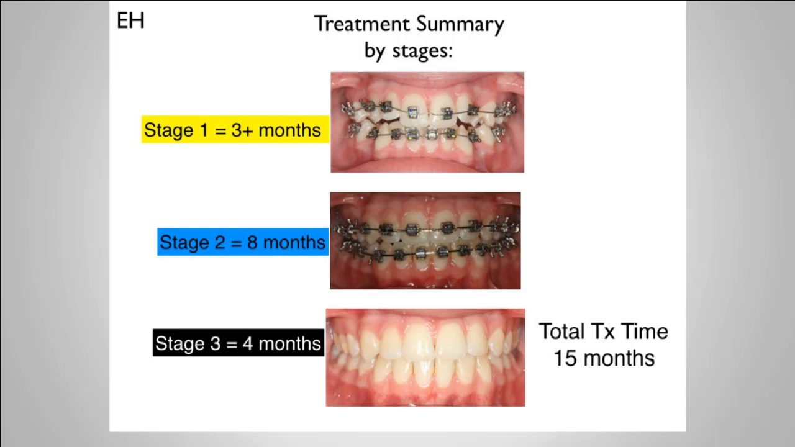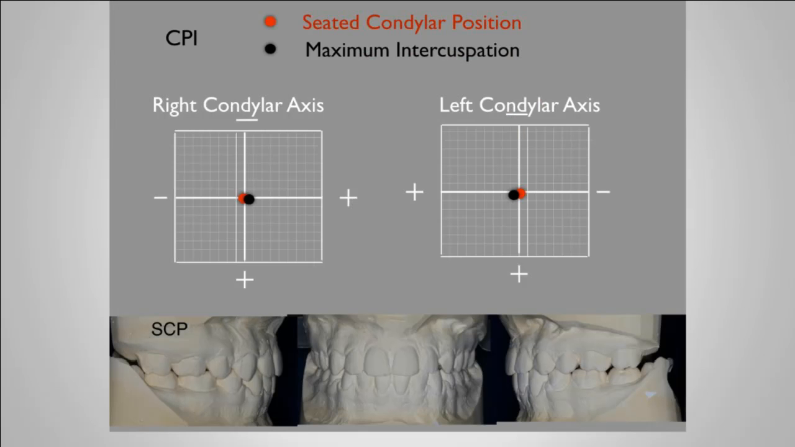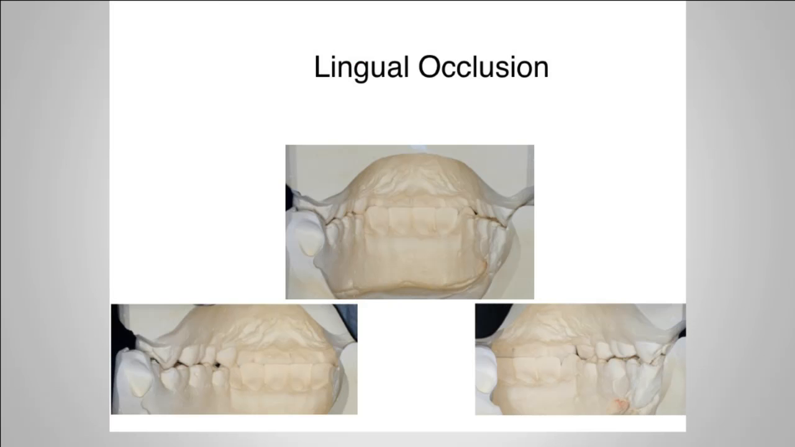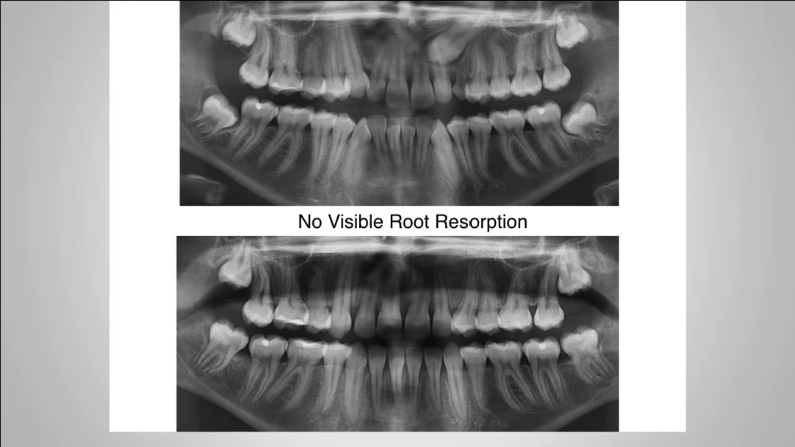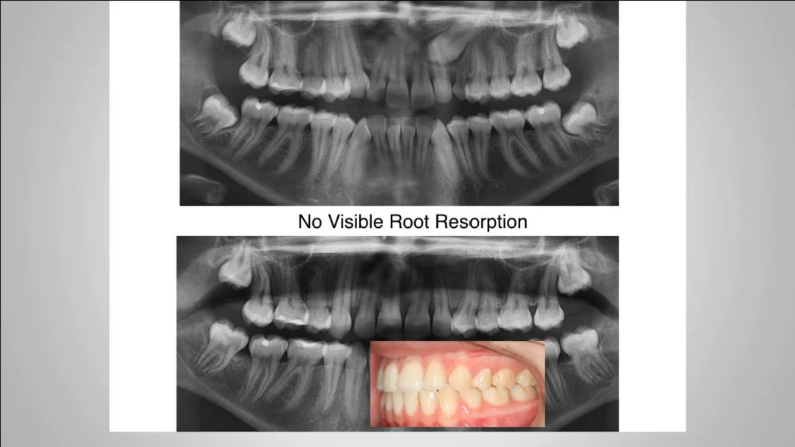Extraction case, 15 months. Reciprocal mechanics. Our finished occlusion shows seated condylar position and max intercuspation relatively close. Lingual occlusion for stability. No radiographic evidence of root resorption. You would never know the canine was removed.